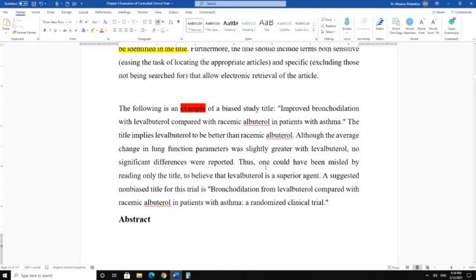Okay, this one could have misled by the title. Suggested, see: suggested bronchodilation from levalbuterol compared with racemic albuterol in patients with asthma, a randomized clinical trial. Okay, this sounds better.